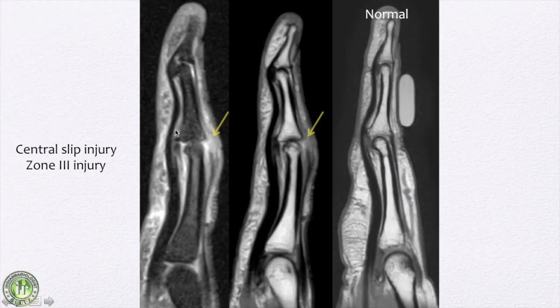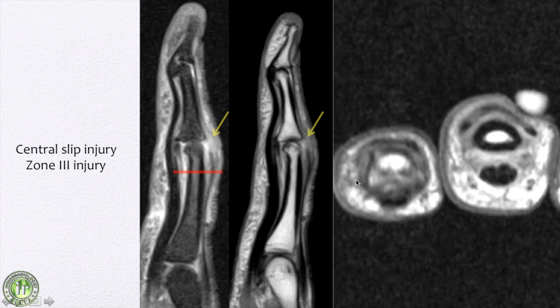Now, central slip injury will be a zone 3 injury because it is at the level of the joint, so an odd number. And here you can see that this is your normal central slip, which is attaching to the base of the middle phalanx. Whereas here you can see that there is a complete tear of the central slip. There is very minimal retraction in this particular patient. On the actual images, again, you can appreciate both the lateral slips. So here, this is your first lateral slip, and this is your second lateral slip. So you can appreciate the lateral slips also, and you can also appreciate the central slip.